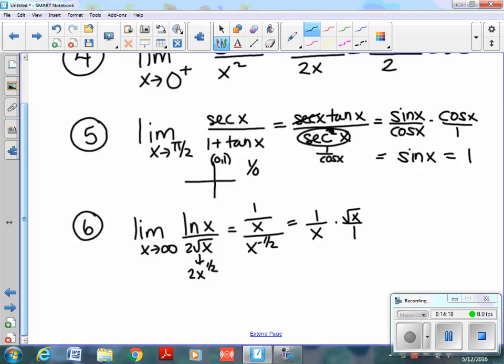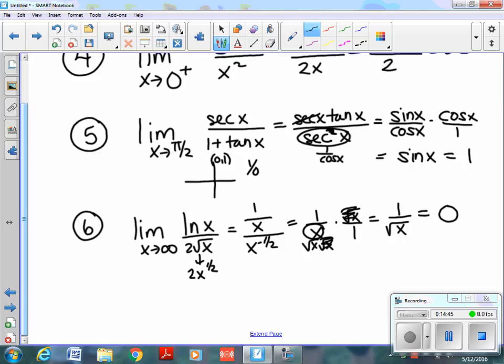Which equals 1 over the square root of x. This is made up of the square root of x times the square root of x, so you can cancel this out, and this cancels out. And as x is getting bigger and bigger, think about the numbers as x keeps getting bigger, like 500, 1,000. Isn't it getting closer and closer to 0?